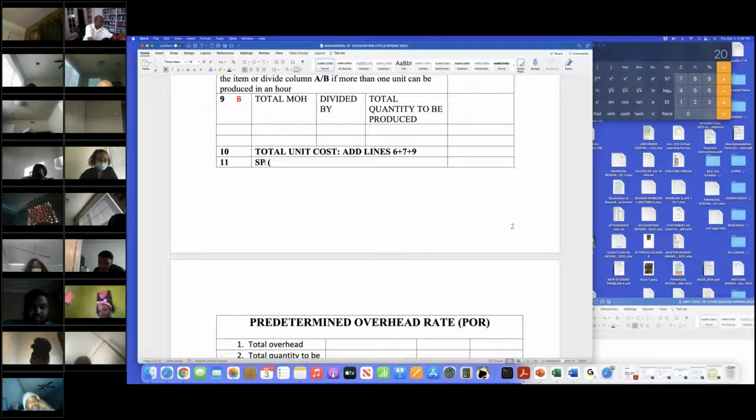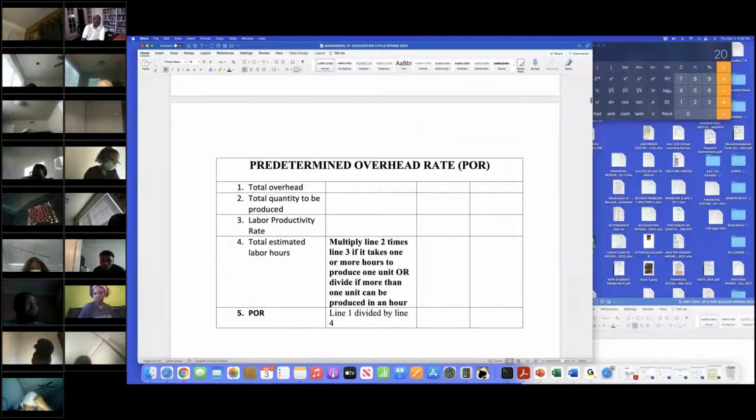Unit cost times SP multiple. I'm just laying the framework, then we're going to come back and fill it in. Predetermined overhead rate, we look at the total overhead, we look at the total quantity to be produced, then the labor productivity rate.